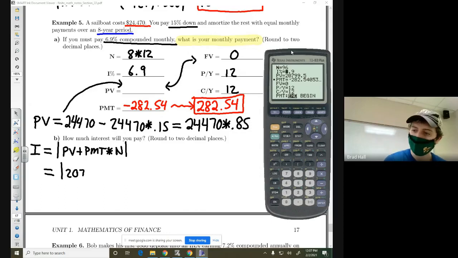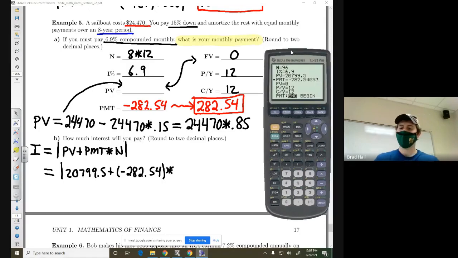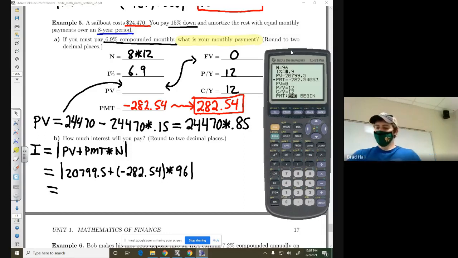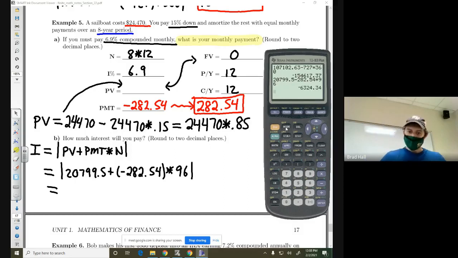So 20799.5 plus PMT, which is negative 282.54, times N. So 8 times 12 is 96. Is that right? Oh, yes, that's right, of course. So let's compute that and see what we get. 20799.5 minus 282.54 times 96.